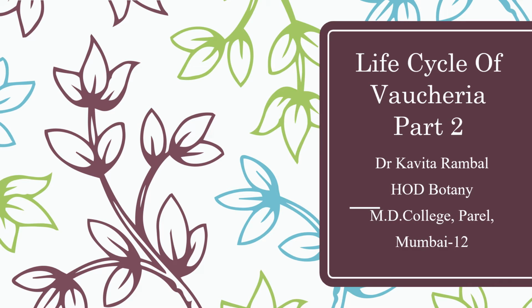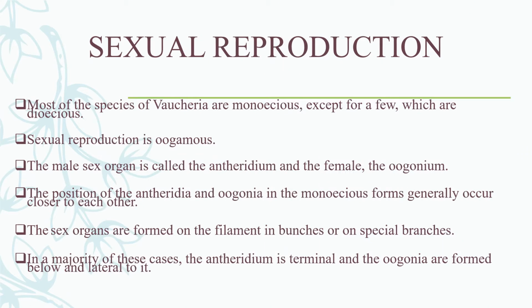Dear students, this is the second part of the life cycle of Vaucheria. Now we'll proceed to sexual reproduction. Having finished with asexual reproduction, now we'll start with sexual reproduction.